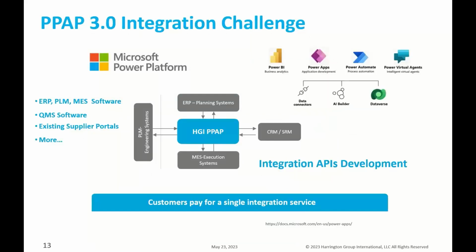So the integration challenge, again, that Harrington's working on is the ability to put together this PPAP authoring tool connected with your ERP, connected with QMS, connected with your portals. And again, a very easy way to execute and bring those together. Harrington is a Microsoft shop, so we're using all the Microsoft Power Platform. It has a lot of pre-built APIs with other software like SAP.